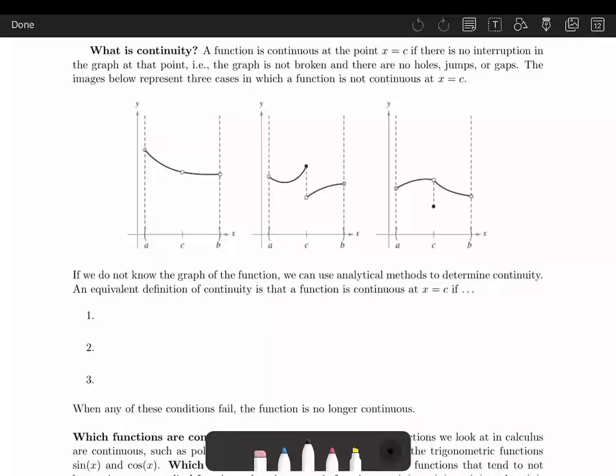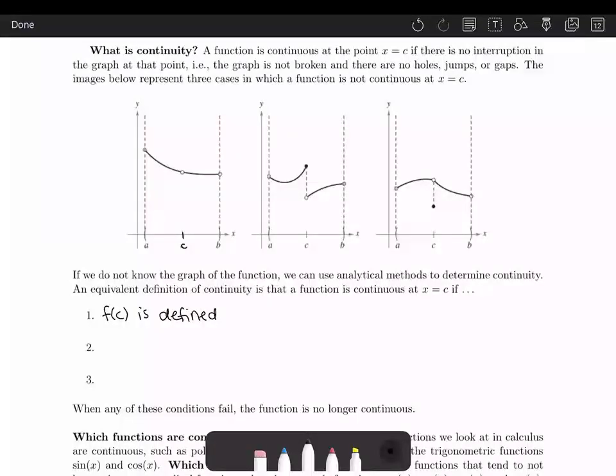So an equivalent definition of continuity is that a function is continuous at a point if, first of all, the function is defined at that point. If we look at this first graph, we can see at x equals c, there's no point on the graph for this x value. There's no corresponding y value here. So in this first graph, the function isn't even defined at this point, so there's no way that it can be continuous, because we're going to have to pick up our pen to go over that point in drawing the graph. So first off, we need the function to be defined.